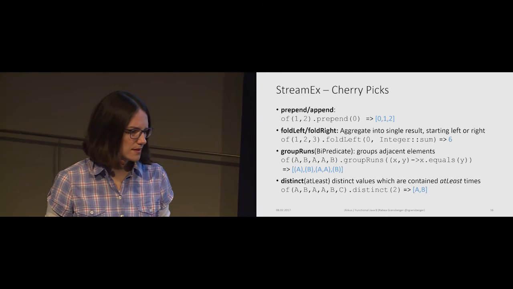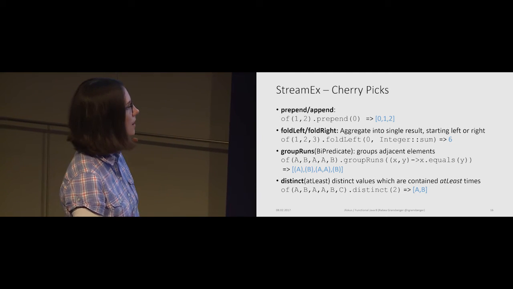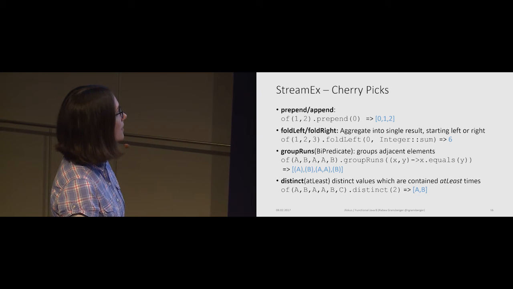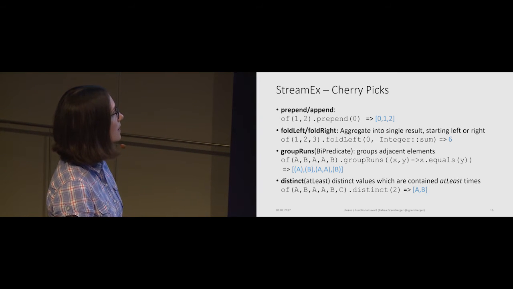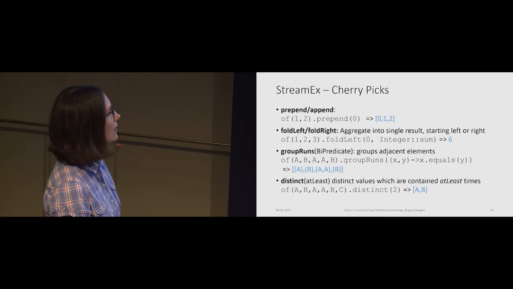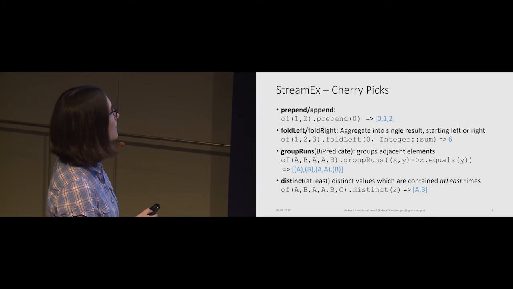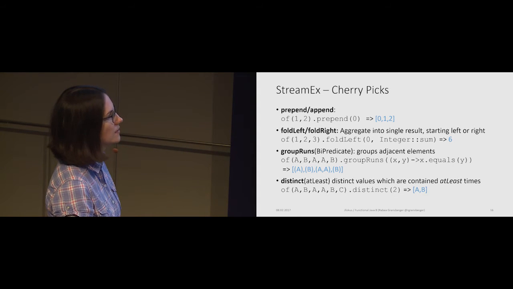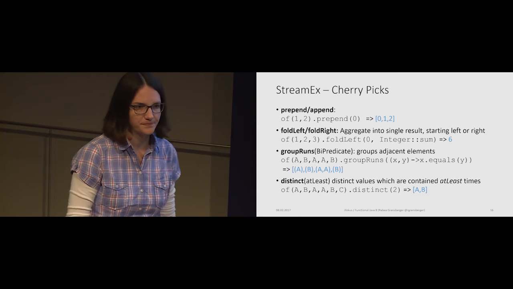And there's also a distinct method which can not only give us distinct elements, but distinct elements which are at least available 2 times in the stream. So in this case, we have A and B 2 times, and C only 1 time, so C falls out of this operation.